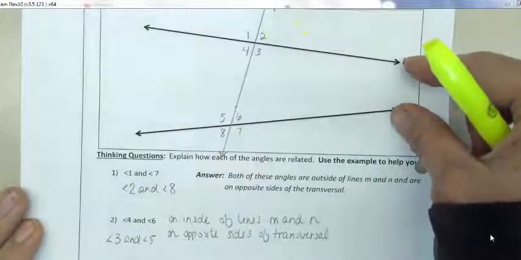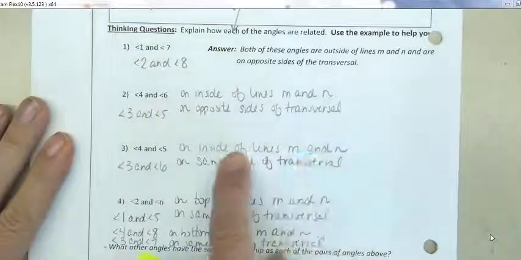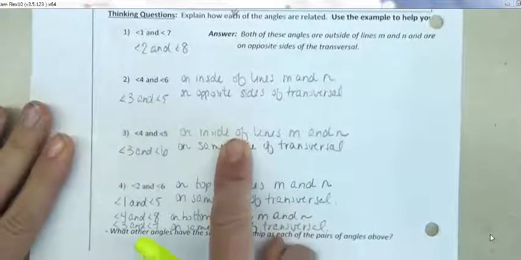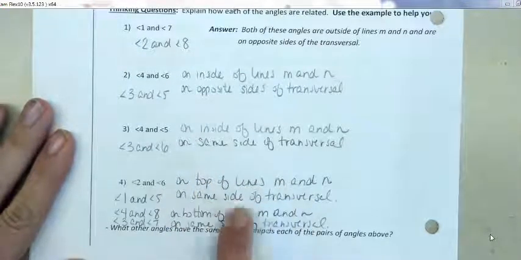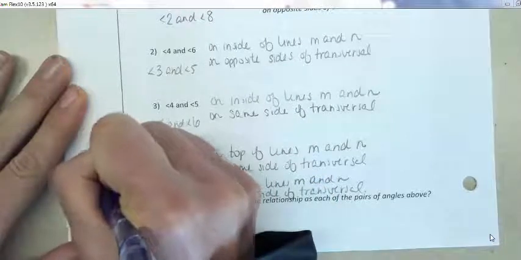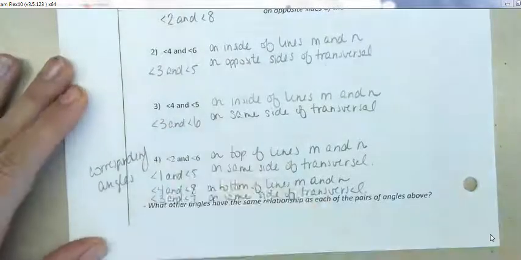In our examples here, which one of these are corresponding angles? Meaning that they're both on top or on bottom, so in the same position with respect to their lines, M and N, and then they're on the same side of the transversal. Well, this one's on the same side, but these are inside of the lines, so these are not in corresponding positions. These are both on top of the lines or on the bottom of the lines and on the same side of the transversal. So these would be your corresponding angles. So these are examples of corresponding angles.